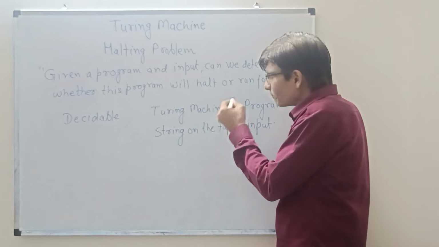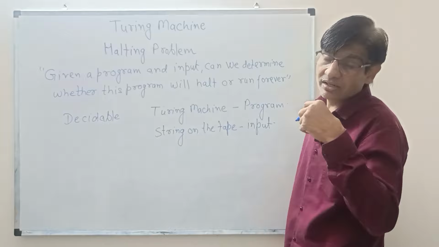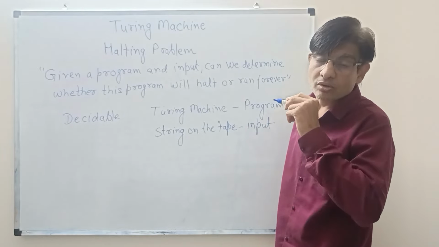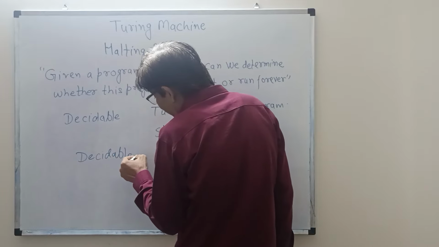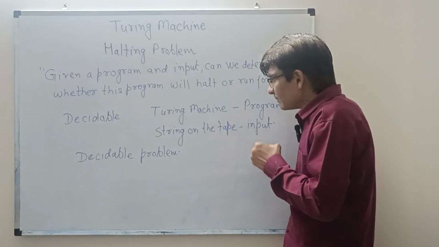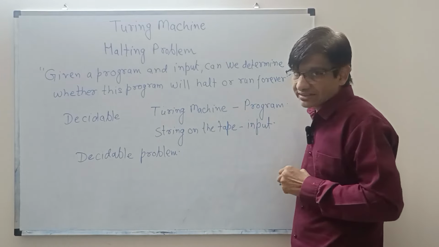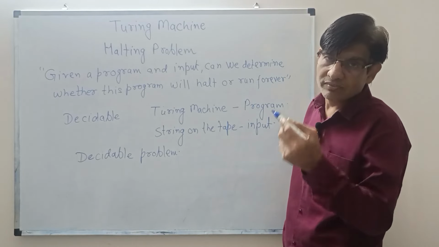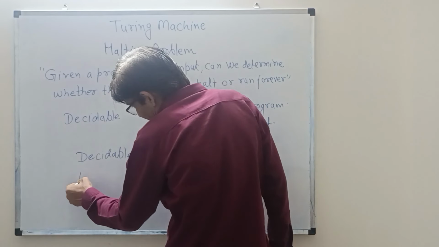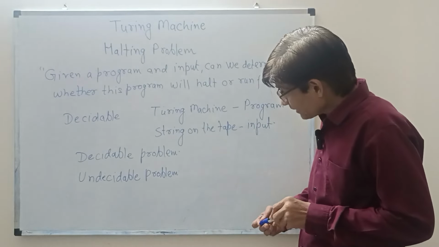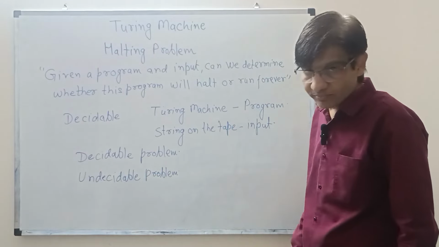And if for a particular problem, we can define a Turing machine that will halt always for all inputs, then we can consider that problem as a decidable problem. If for any problem we cannot design such a Turing machine that will halt always for all inputs, then such problems are known as undecidable problems. So in this way, we can define the decidable problem and undecidable problem.